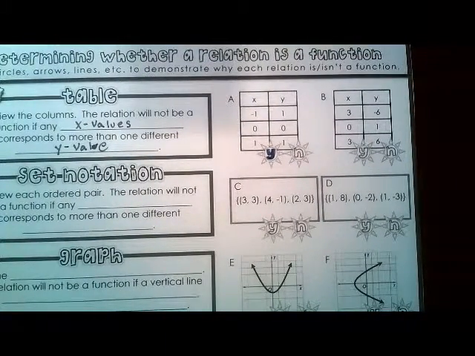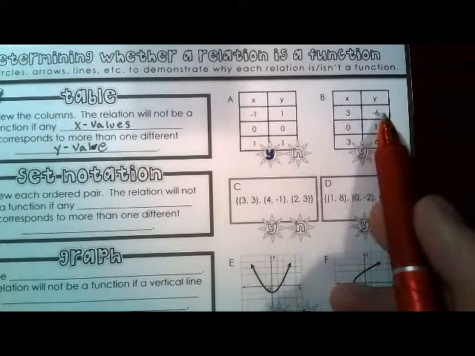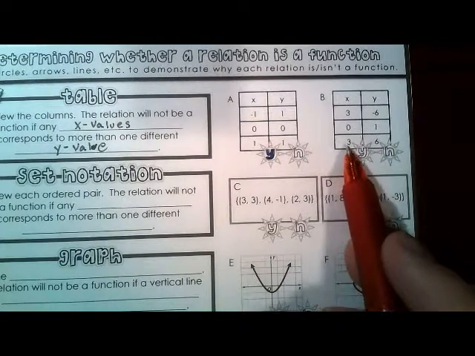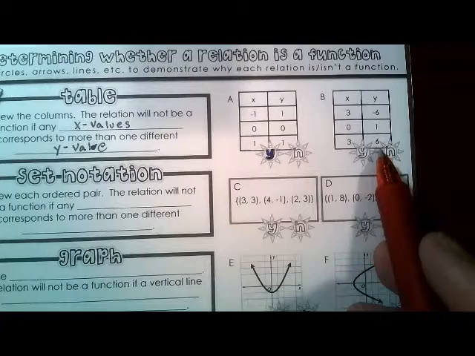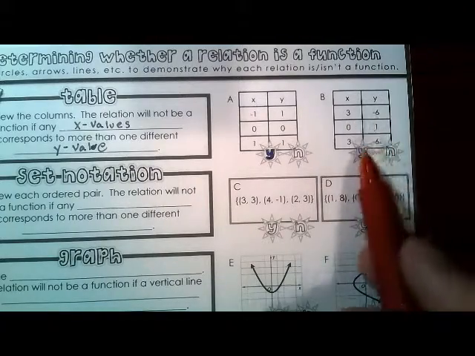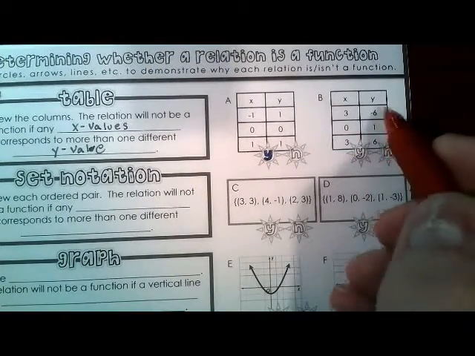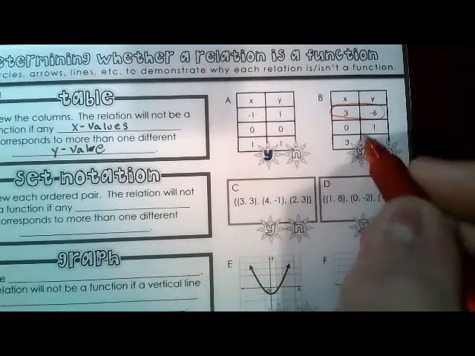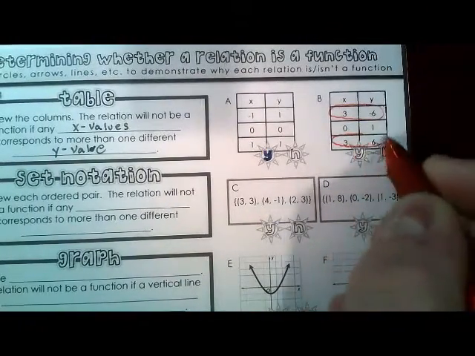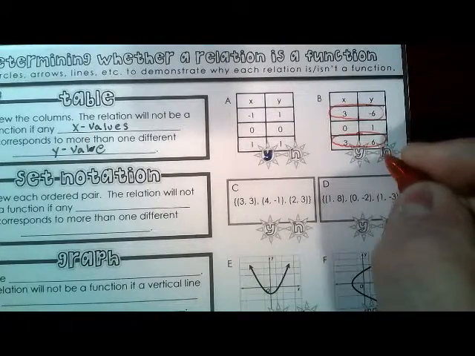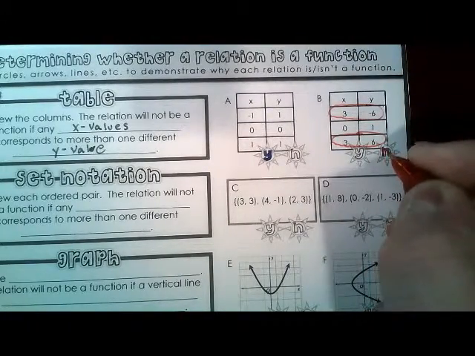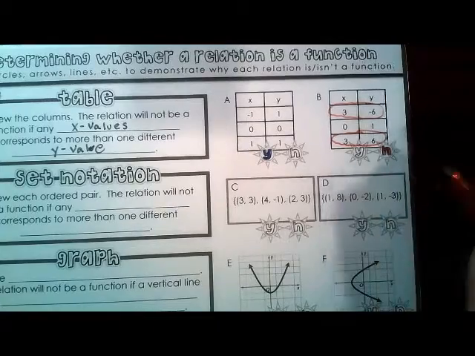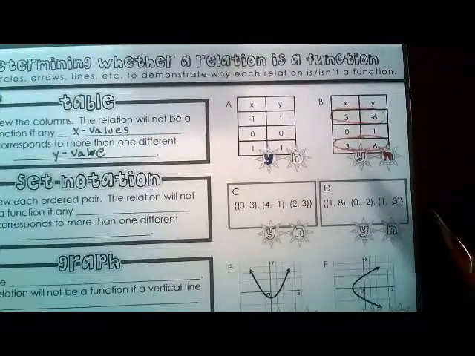Example B. So we've got 3 goes to -6, but 3 also goes to 6. Now 3 can't go to both, right? So this is definitely not a function. Right? Because 3 can't go to 2 different numbers.